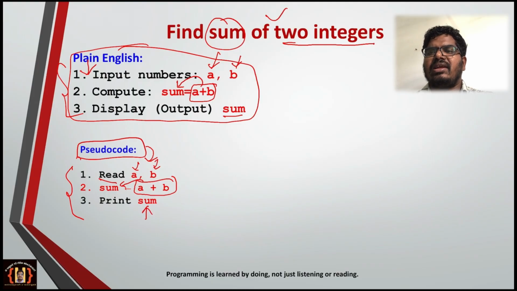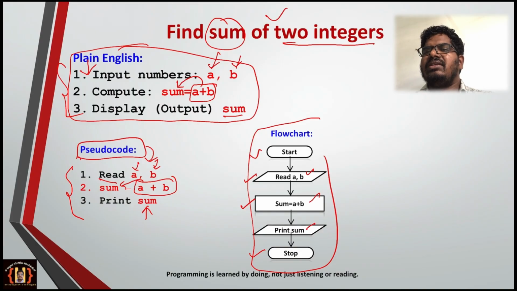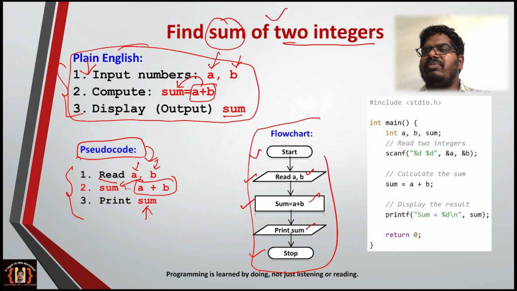And similarly, let us see how the flowchart looks like. I'll explain what this symbol means, what that symbol means. Don't worry now. So the flowchart looks like this. I'll read A, B, and sum up, and then print sum. And then you know the code, let us assume it's a C program. The C program looks like this.